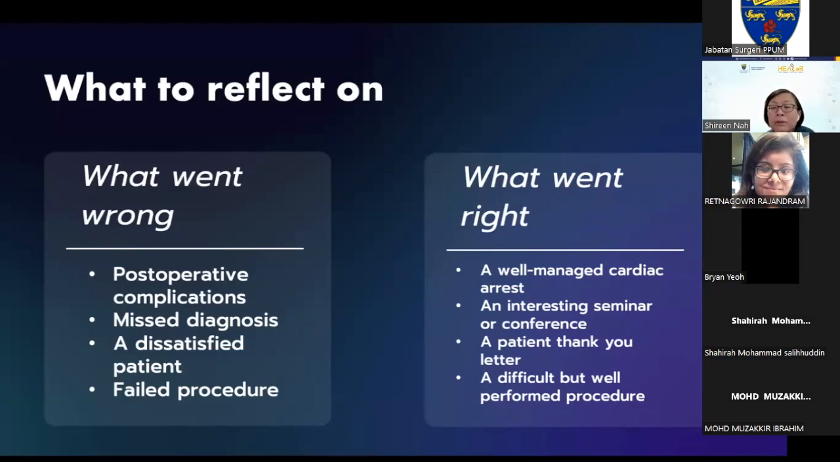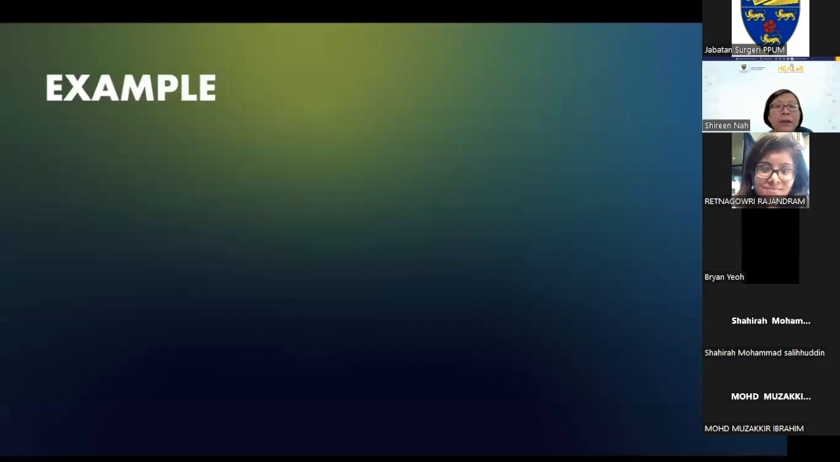Or perhaps you did a difficult but well-performed procedure. So you did it well. Maybe you did it independently for the first time, right? Or even maybe it's not a very difficult procedure, but you've done one of your core procedures well, skin to skin for the first time. So this is something that you should also reflect on: what went right.